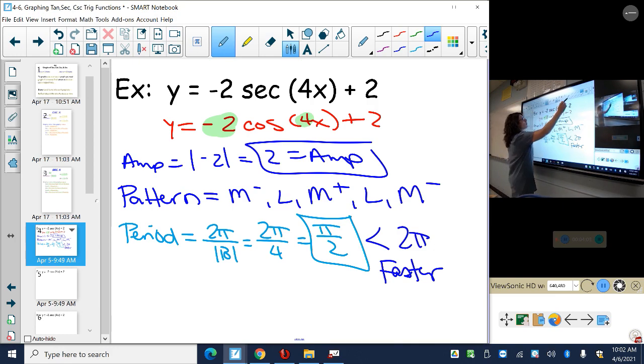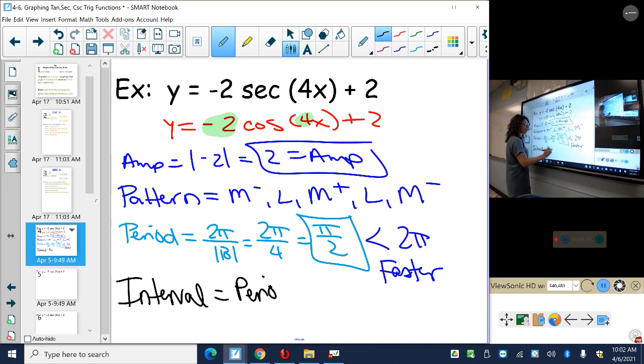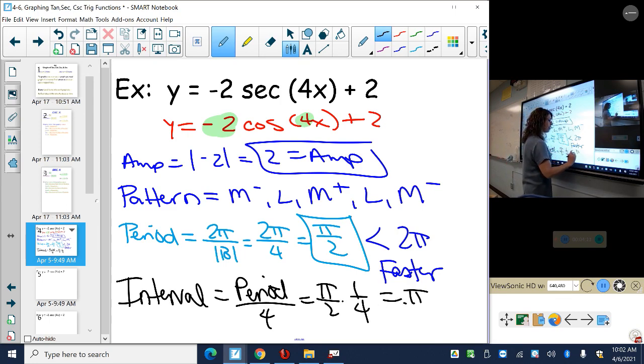From there I need to find my interval. My interval is going to be my period divided by 4. So my period is pi over 2. If I'm dividing by 4, I'm multiplying by 1/4, which gives me pi over 8.